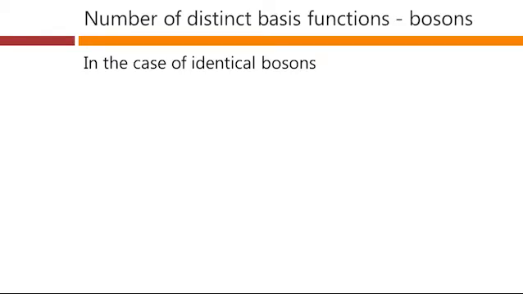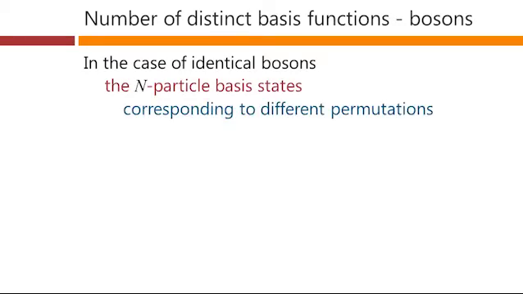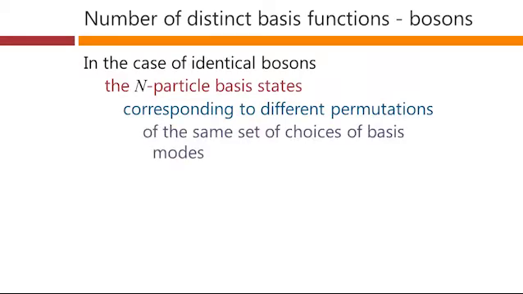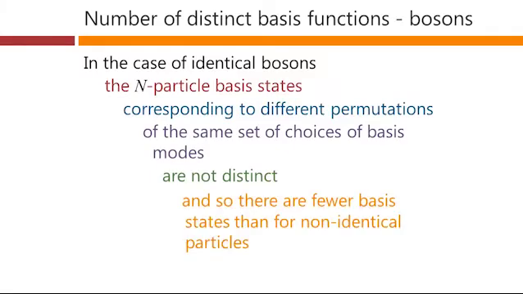In the case of identical bosons, the n-particle basis states, corresponding to different permutations of the same set of choices of basis modes, are not distinct. And so there are fewer basis states in this case of identical bosons than there are for non-identical particles.